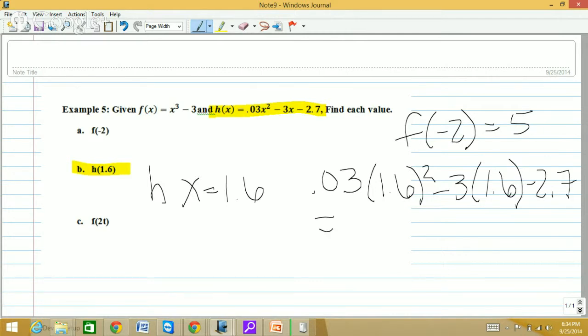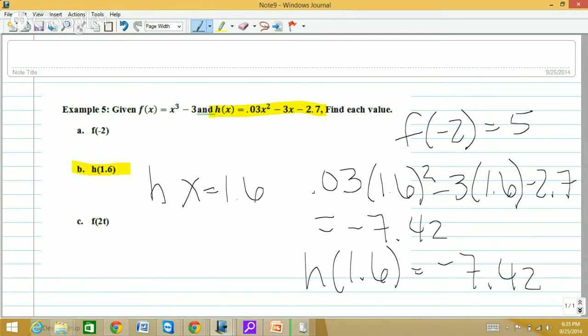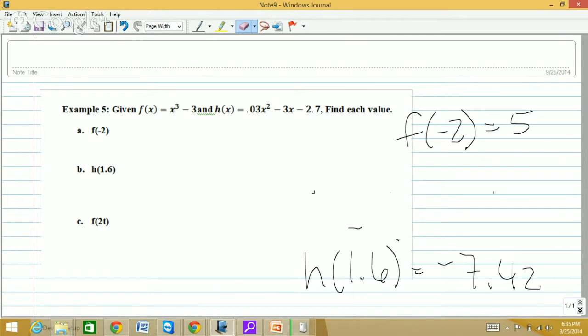If I simplify that, I'm not going to take the time to show you guys that because you guys are all super duper stellar rock stars. You get -7.42. So H of 1.6 should give you -7.42. Again, don't freak out. It's just a special notation. So again, I have to erase that to make some room for myself. I'll leave that one down there. And last but not least, we're going to do this one right here.